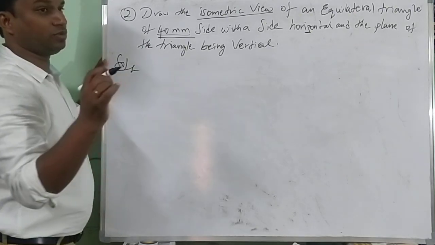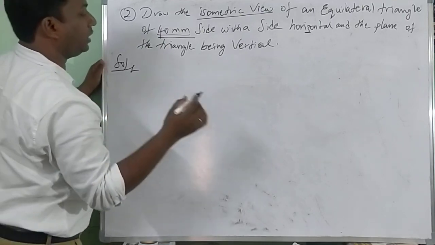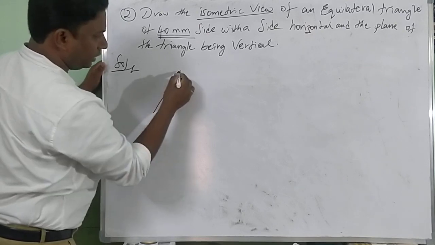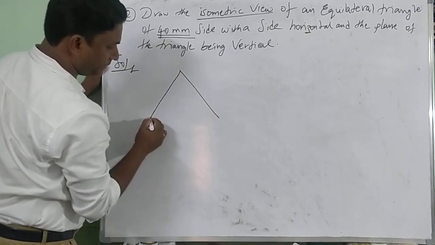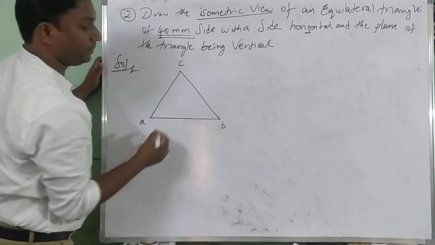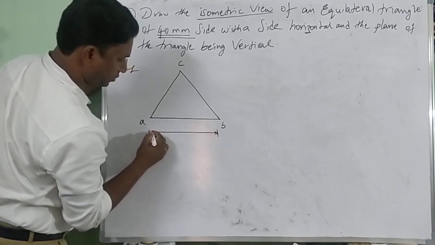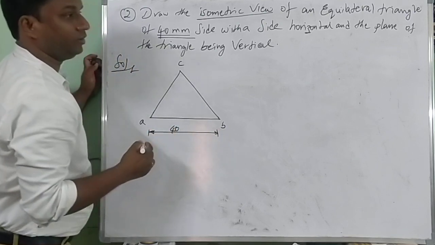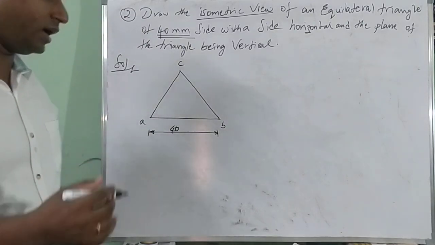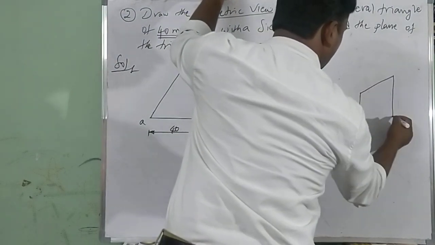First of all, we are supposed to draw the original figure or drawing of the triangle. What is that? Equilateral triangle, all sides are equal. A, B, C. Original dimension is 40 mm. Now think here, previously the isometric projections we have taken and compared with our principle of isometric projection, the cubes concept.